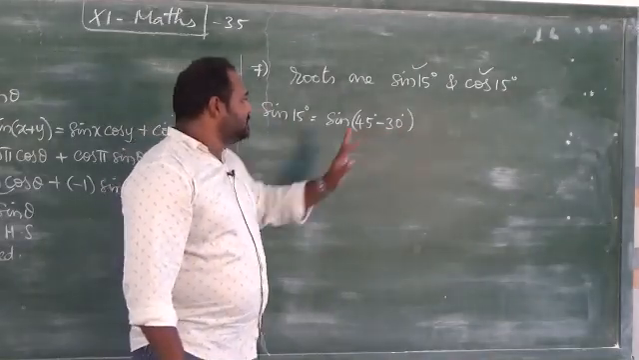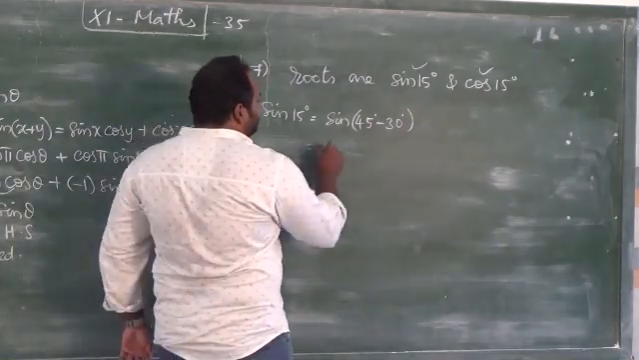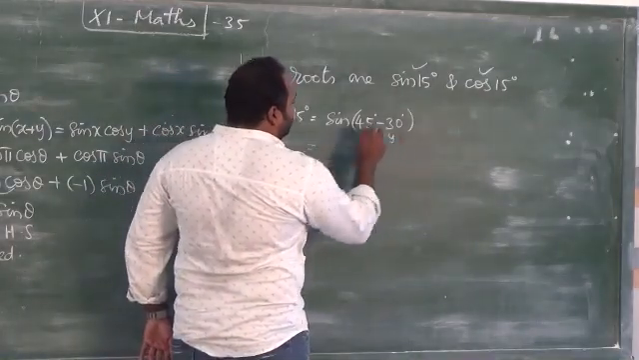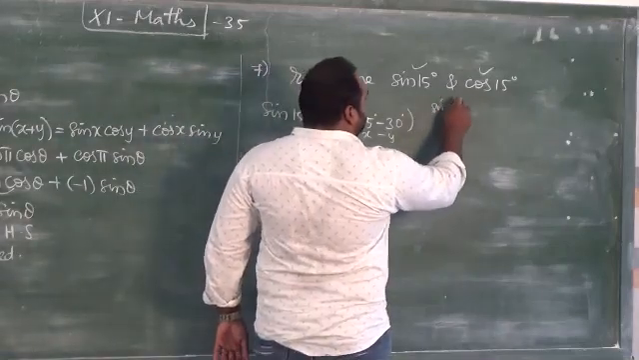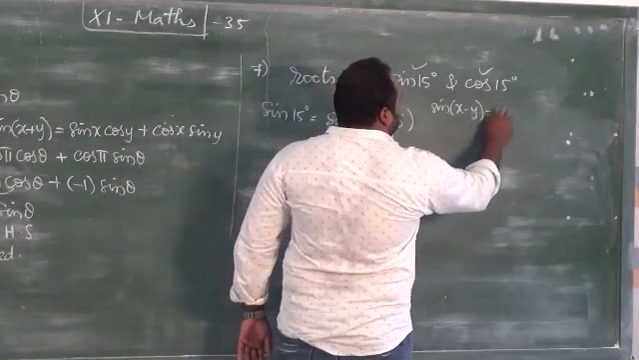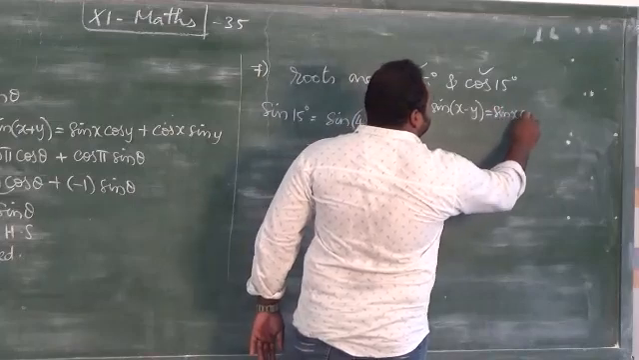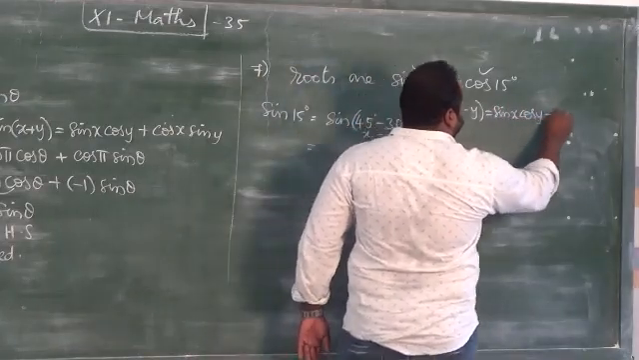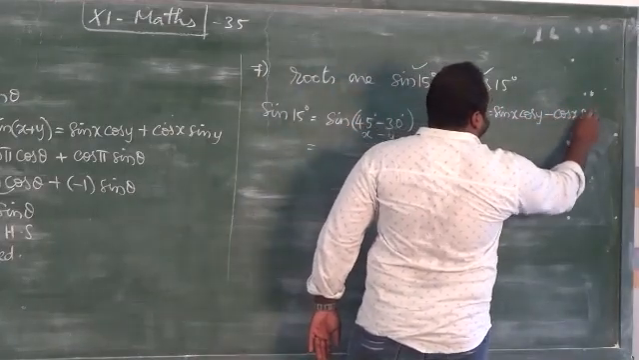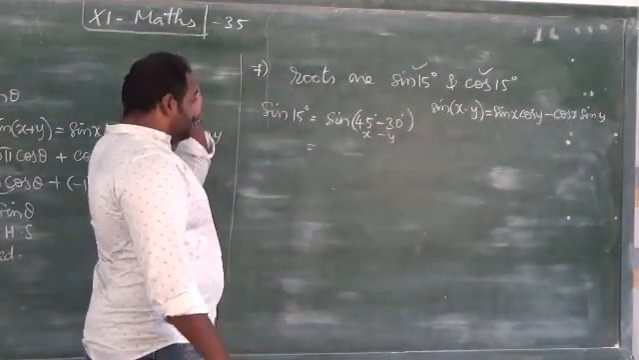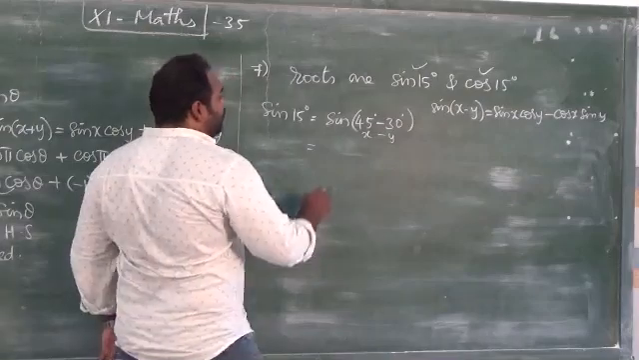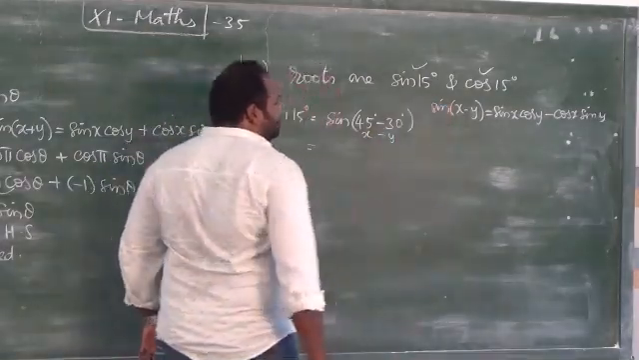So 45 minus 30 degree. Okay, now this is the form of x minus y formula. The sin of x minus y formula is sin x cos y minus cos x sin y. Now I am going to expand by using this formula.